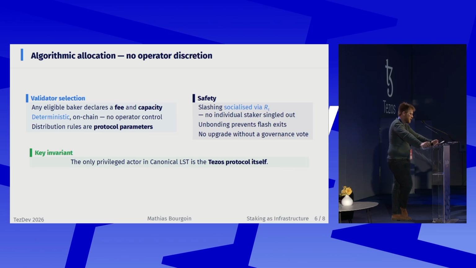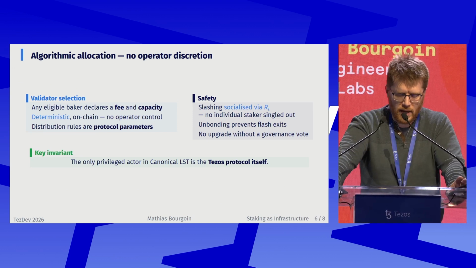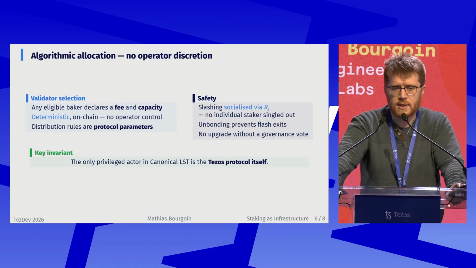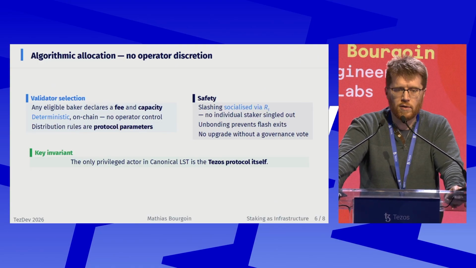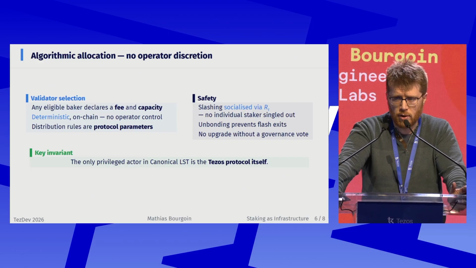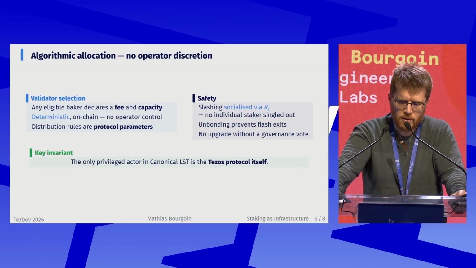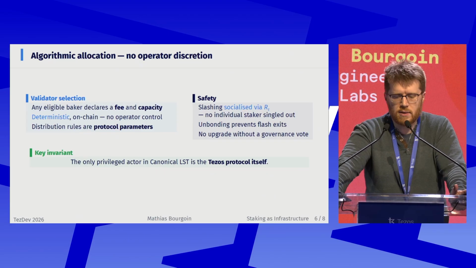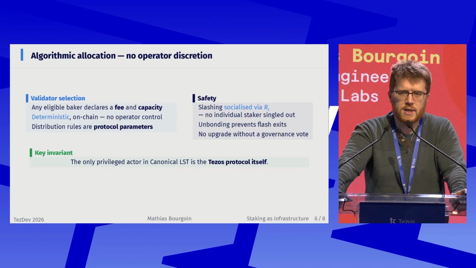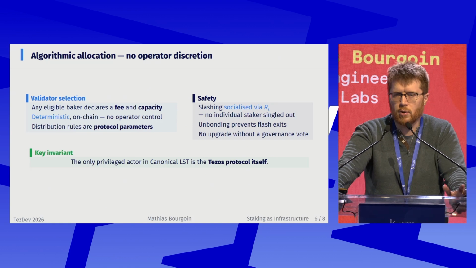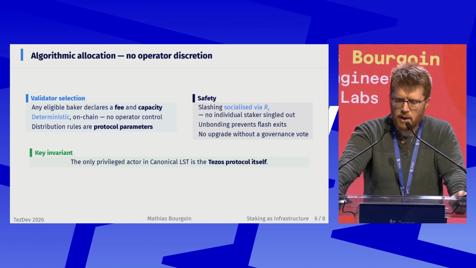As I said before, there is a slashing mechanism that is socialized through the exchange rate. We won't punish a single staker through slashing. It's shared among all the participants of the system. And as I said before, there is no upgrade of the system that can go without a governance vote, because the system itself is part of the protocol. So as with anything in the protocol in Tezos, if you want to update it, you have to go through an amendment proposal and the governance vote. So in the end, the only privileged actor of the canonical LST is the protocol itself. And through it, of course, all the bakers, all the actors of the Tezos ecosystem that participate in the governance process.